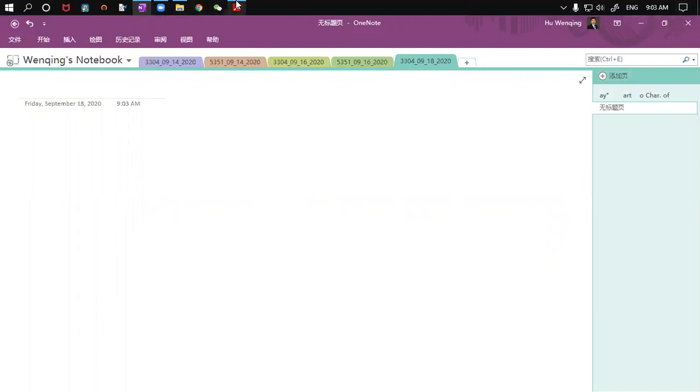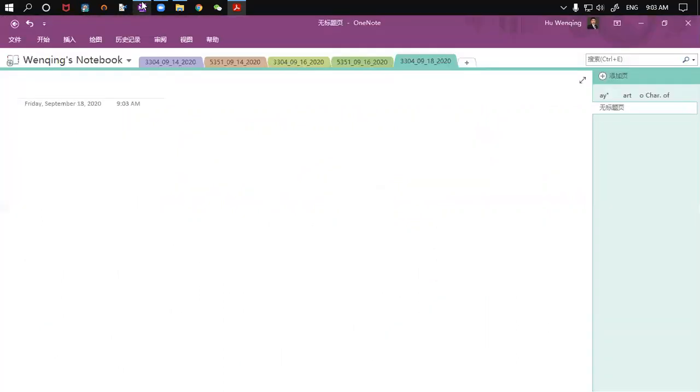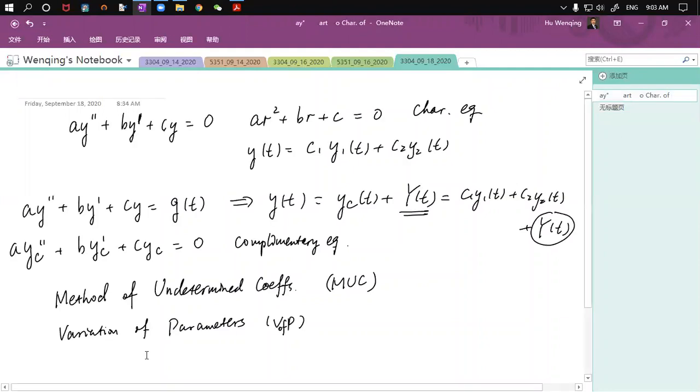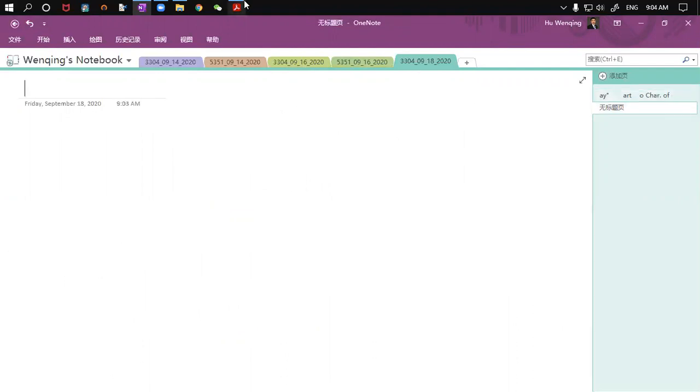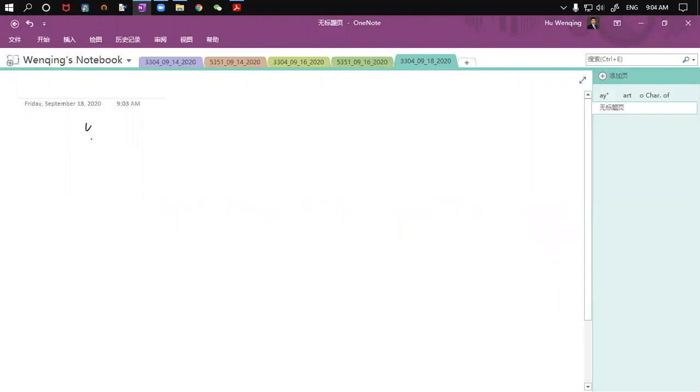So let's talk about the method of undetermined coefficients. What is the method of undetermined coefficients? As we explained last time, you look at g of t, and from g of t you determine the particular solution. Let's look at an example: y double prime minus 3y prime minus 4y is 3 times e to the power of 2t. That's the non-homogeneous equation.